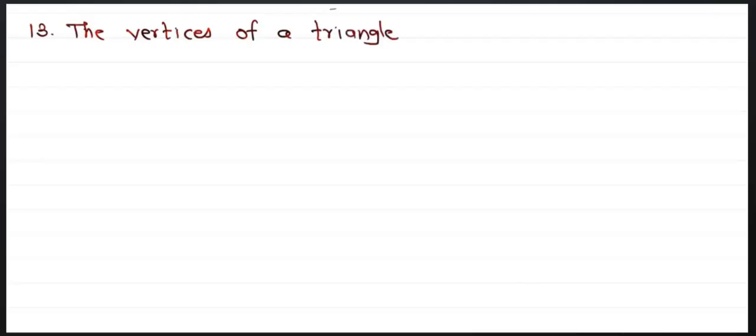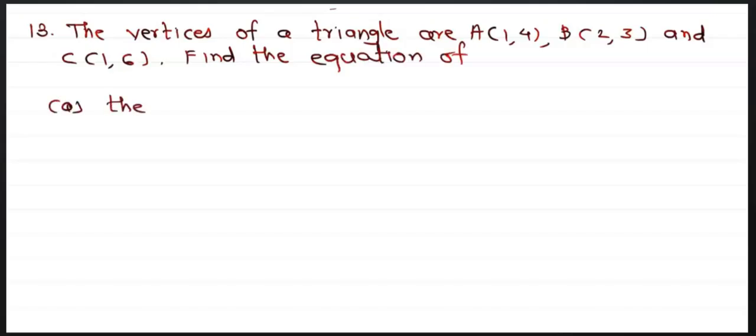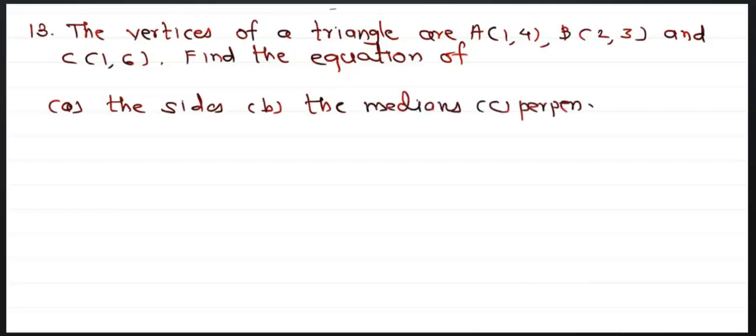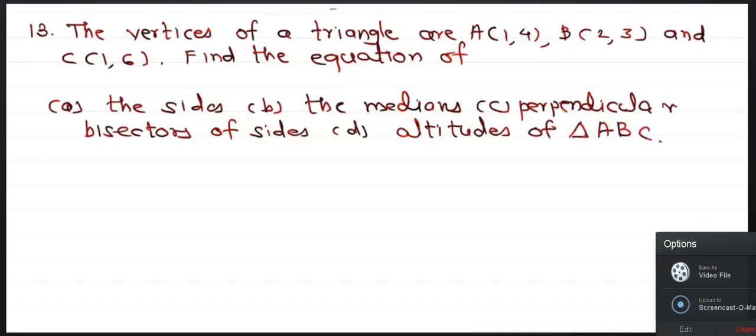Now question number 13. The vertices of a triangle are A(1, 4), B(2, 3) and C(1, 6). Find the equation of the sides, median, and perpendicular bisectors of the sides and also altitudes. This type of question was also in our exercise. They are the same type of questions. Now see this answer.